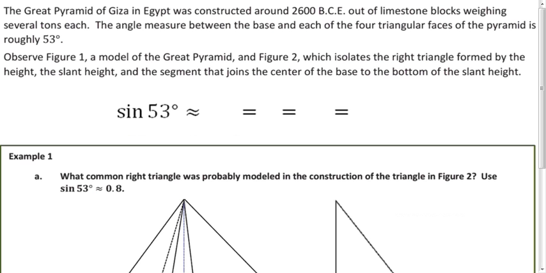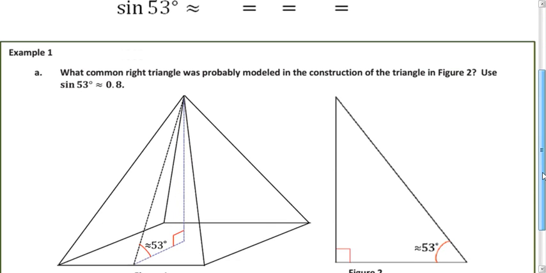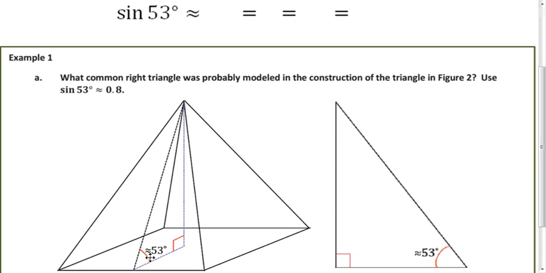So here's an application to the Great Pyramid of Giza. In this diagram, they're telling us that this angle measures about 53 degrees. And this segment right here along this face is called the slant height. It goes from the vertex to the midpoint of this base over here. And so what type of common right triangle do you think they used to model this triangle?